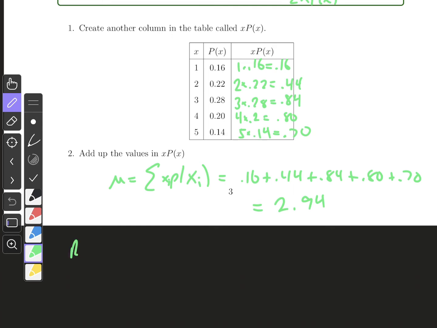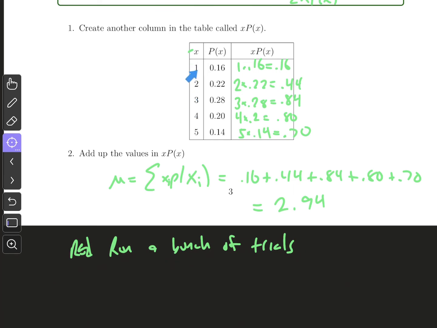Now, what we're saying is that if you were to do this experiment or run a bunch of trials, and you're getting these outcomes up here every time you run the trial.